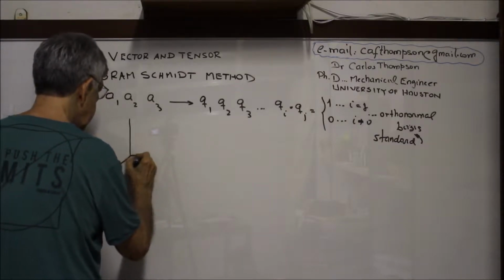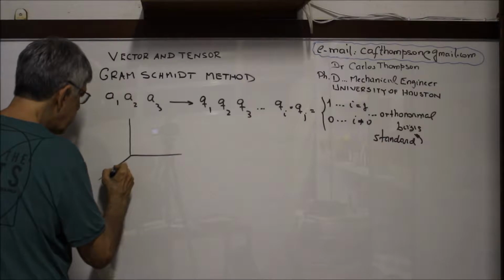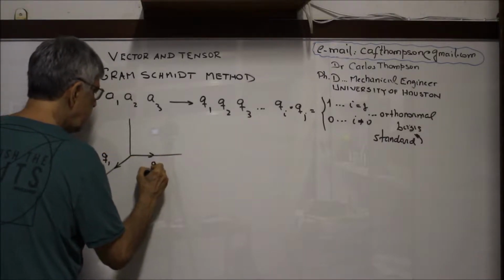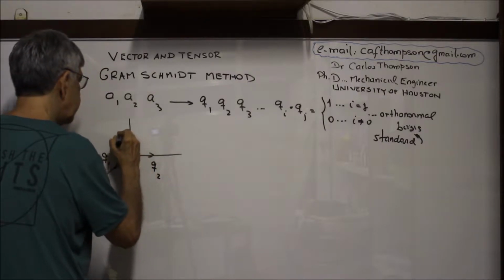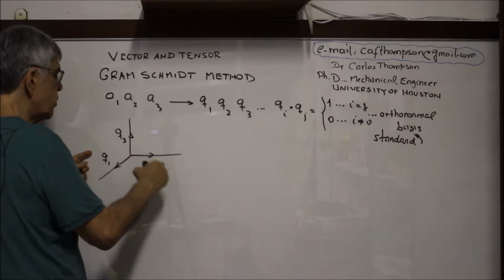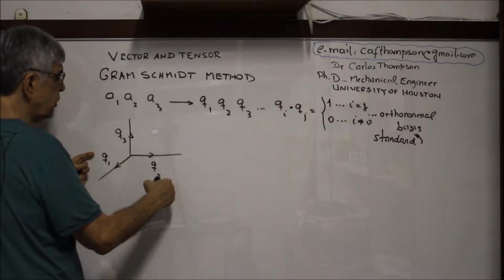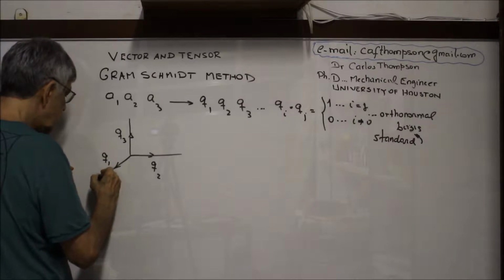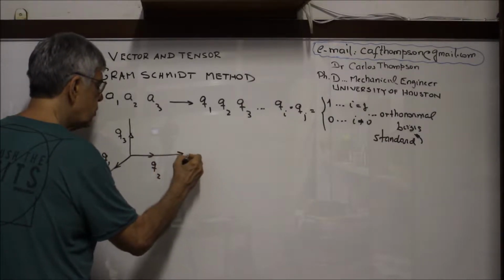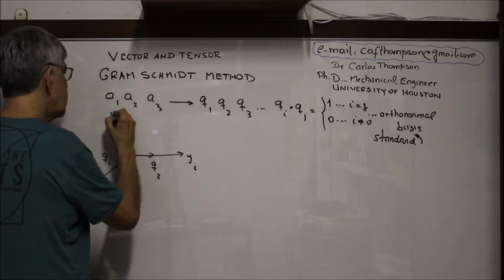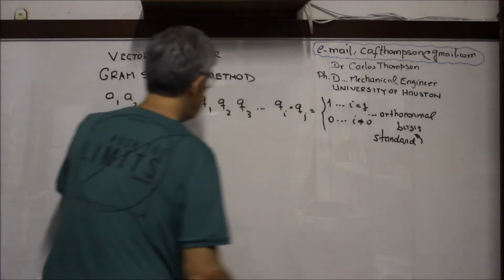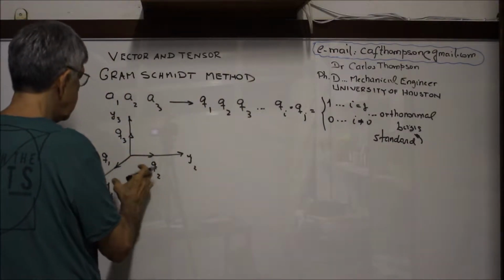See? This is my Q1, Q2, and Q3. I will not put the arrows on Q1, Q2, and Q3. You already know. Let's call this axis Y1, this Y2, and this Y3. This is an orthonormal basis: Q1, Q2, and Q3.